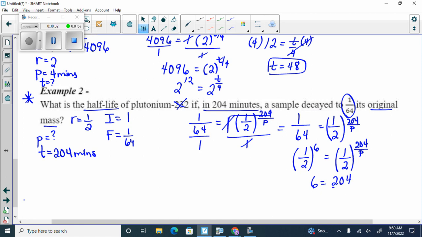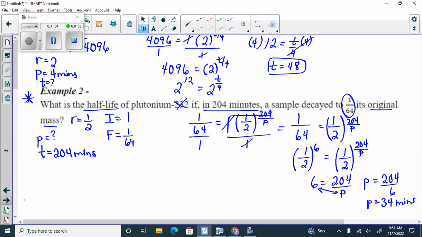And then if I want p by itself, I just swap these two. So I can bring the p up and multiply, bring the 6 down and divide. So I get 204 divided by 6, which is 34. 34 what? Minutes. Yeah. And then I would write a sentence: the half-life of plutonium-232, if a sample decayed to 1/64 of its original value, is 34 minutes.